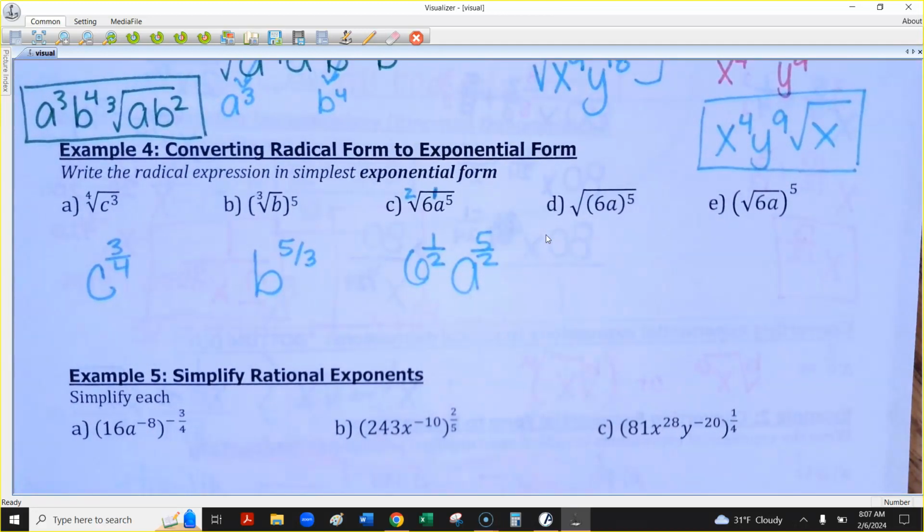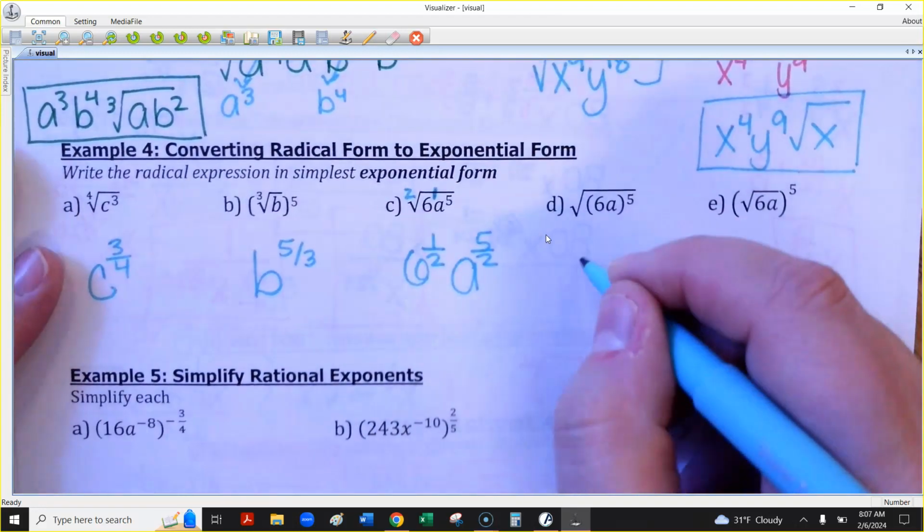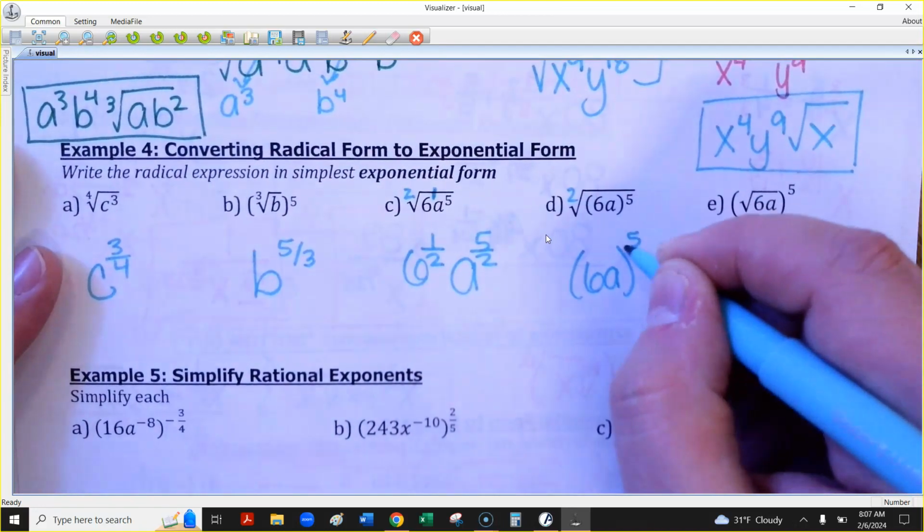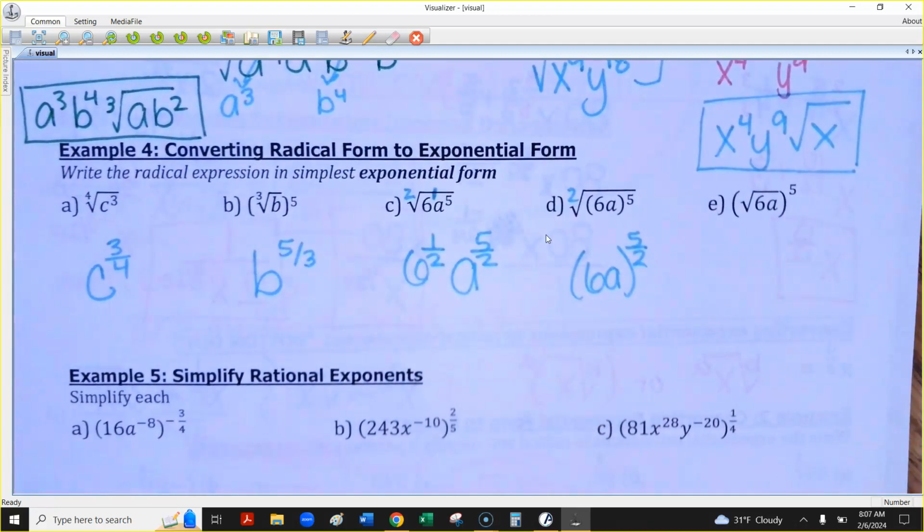Now, the one next to this, there are parentheses around the 6a. So I can just use that, parentheses, and then reverse the bottom out. So that whole thing would be to the 5/2 power. So those two are different because I don't have parentheses around the 6a in that first question, in the middle there.